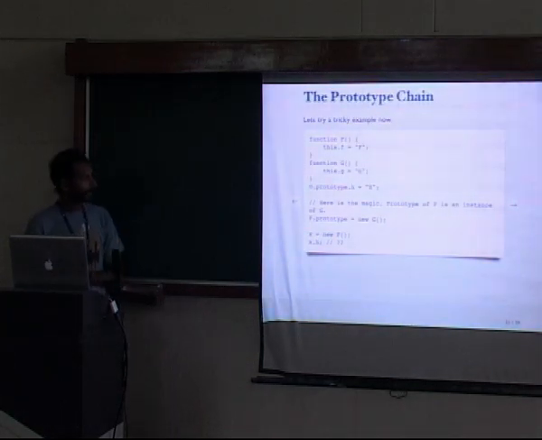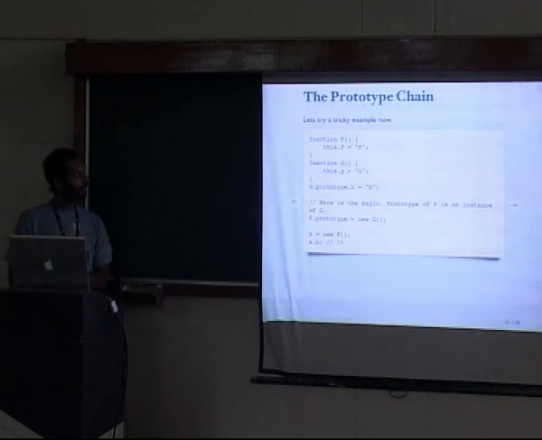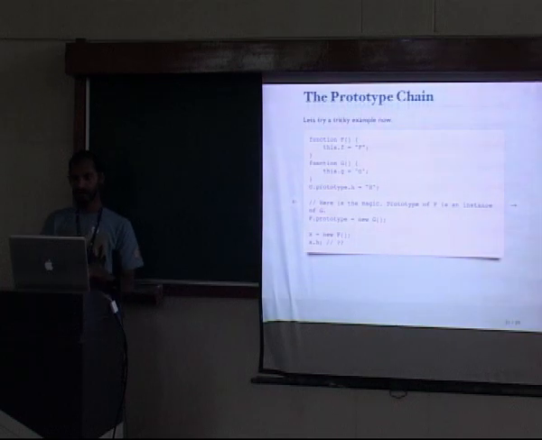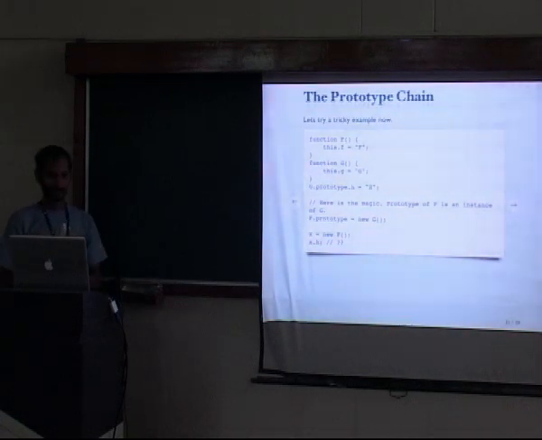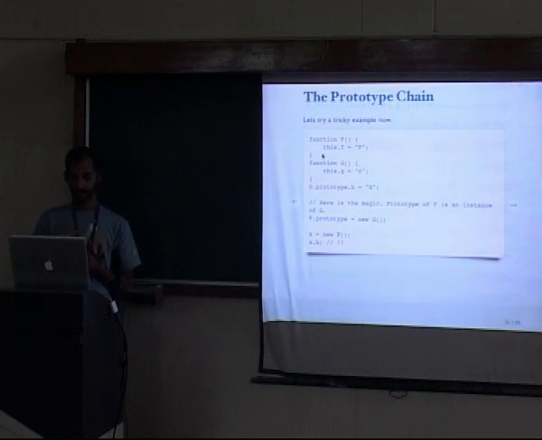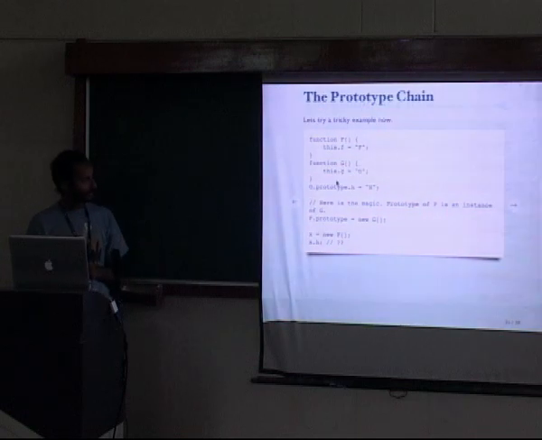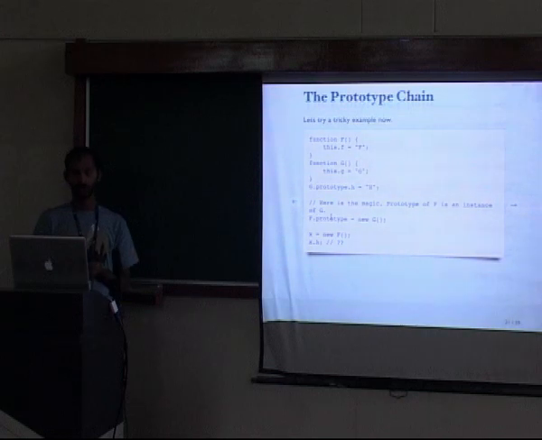Now, the prototype can actually be tricky. So far we have only seen one object that has a prototype. What if the prototype itself has one more link to its own prototype? So it could actually be chained. Let's see that with an example. I have defined two functions, f and g, and what I did is I made the prototype of f an instance of g.